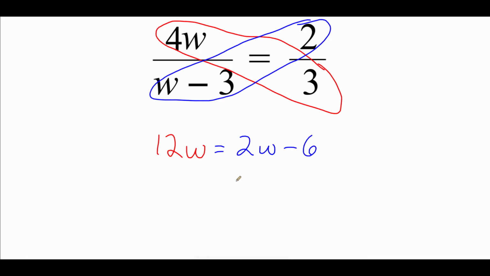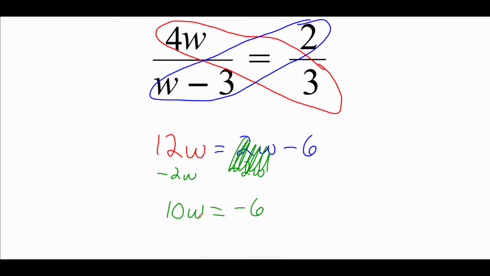Now I've got variables on both sides, and we need to get them on the same side. So I'm looking at this 2w. It's a positive 2w, so to move that over to the other side, I'm going to subtract 2w from both sides. So on the right-hand side, the positive 2w and the negative 2w cancel each other out. On the left-hand side, 12w minus 2w is 10w, and this equals negative 6.